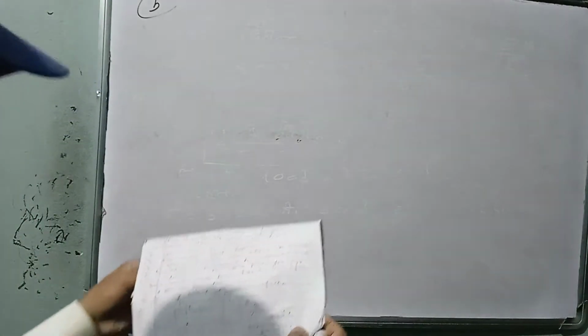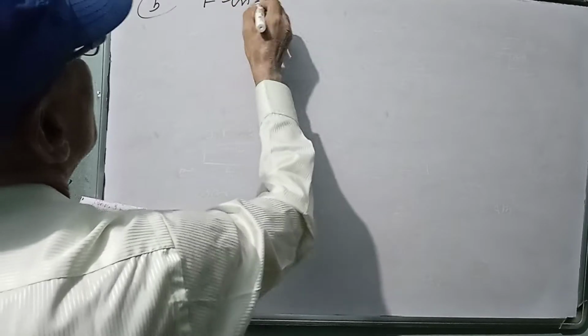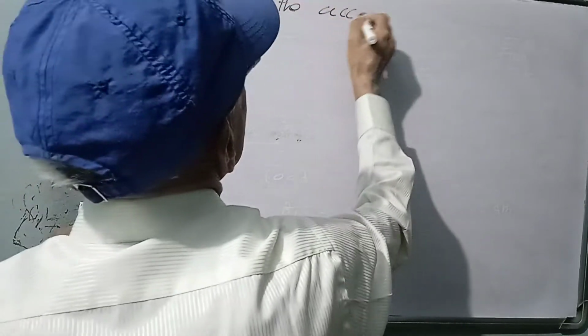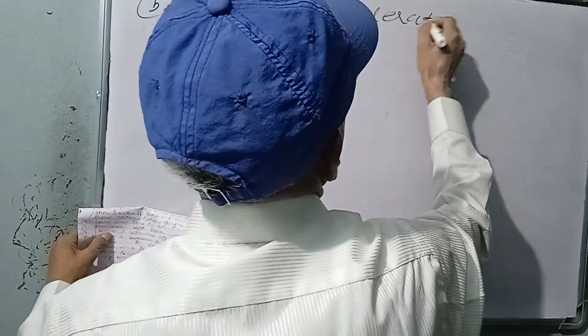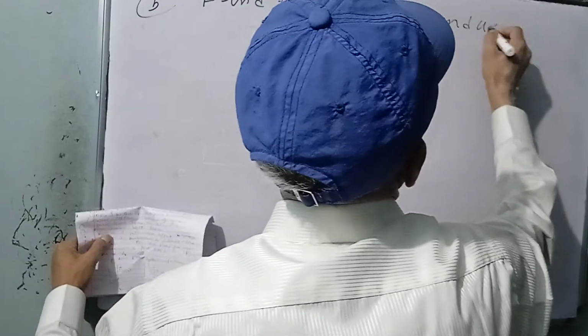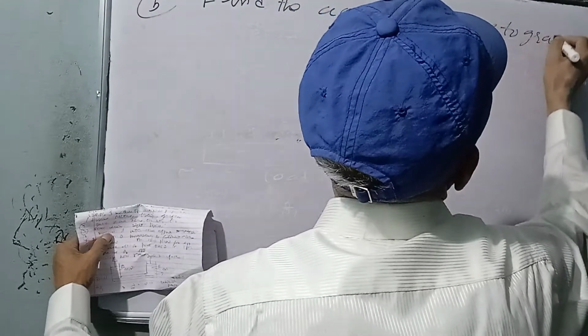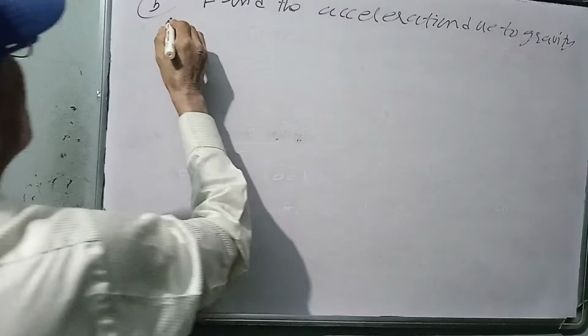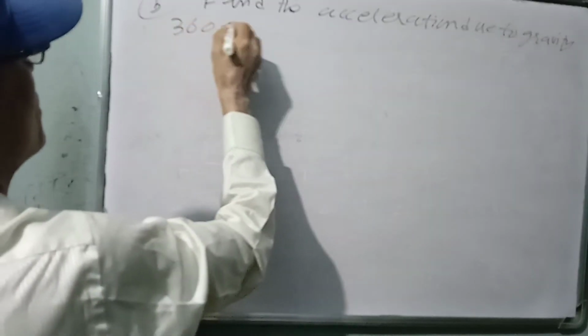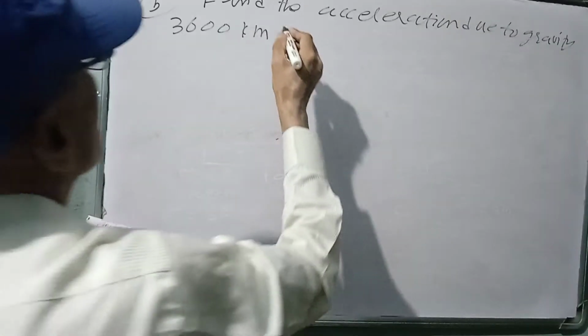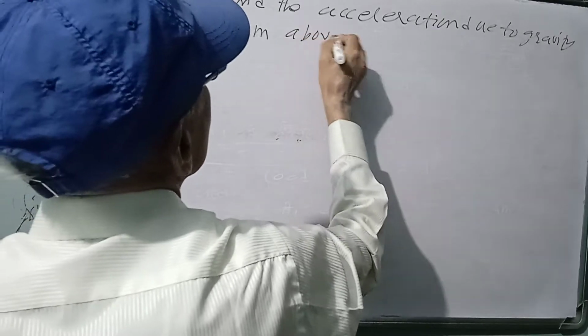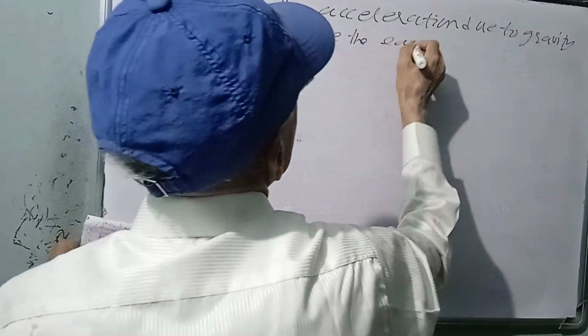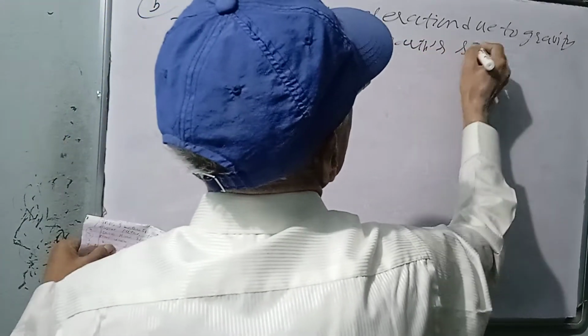Now 3B, another question is also there, which I am going to write down. Find the acceleration due to gravity 3600 kilometers above the Earth's surface.